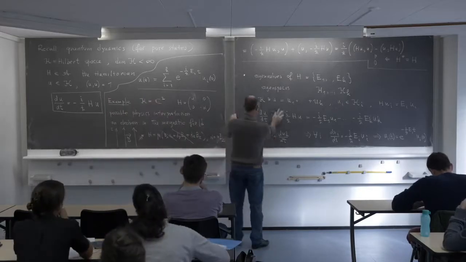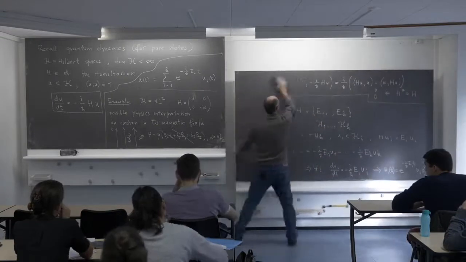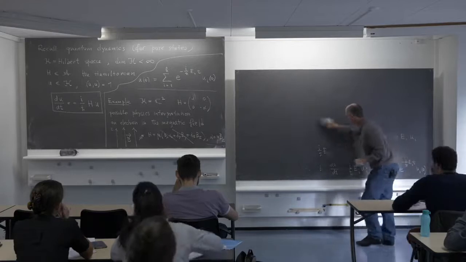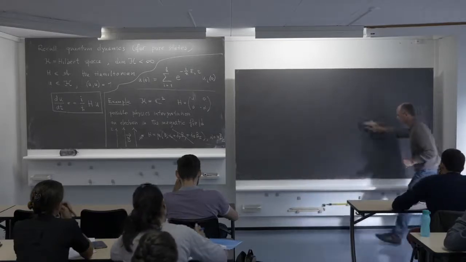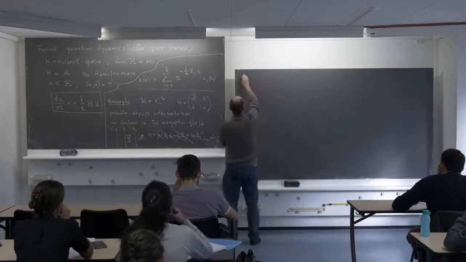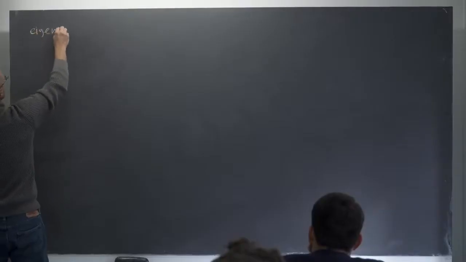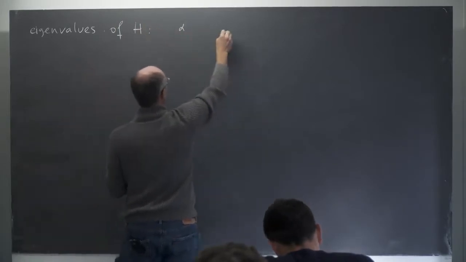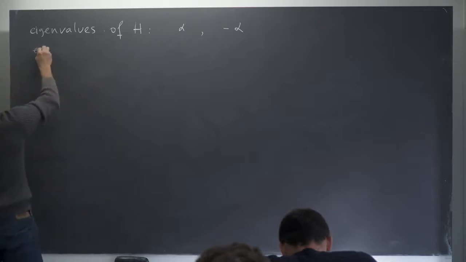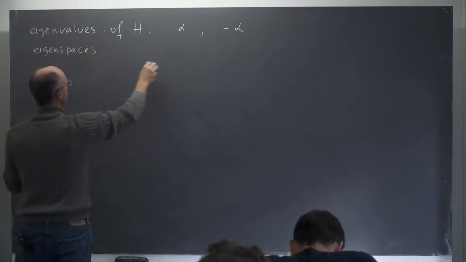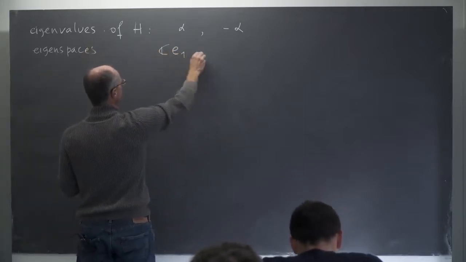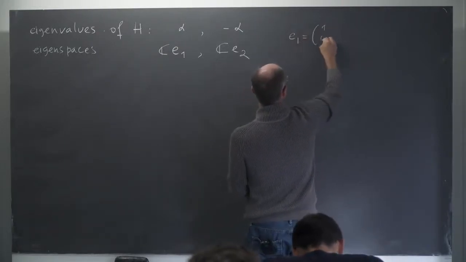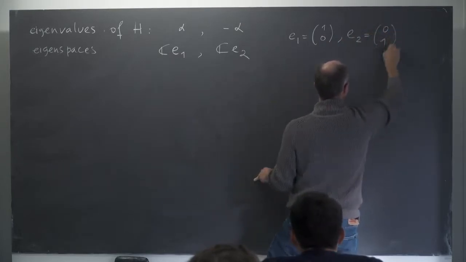So let's see what's the solution of this problem. So now the eigenvalues of H in this case are alpha and minus alpha. And the eigenspaces are simply spanned by the first and second basis vectors in C2.